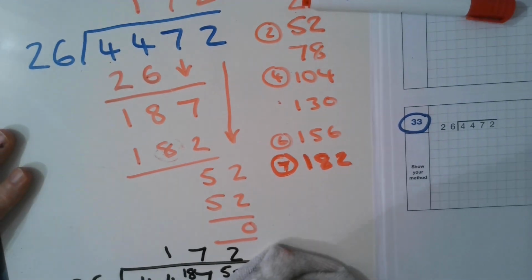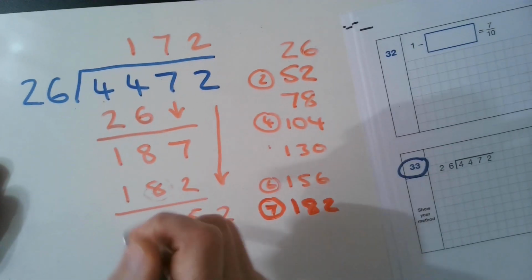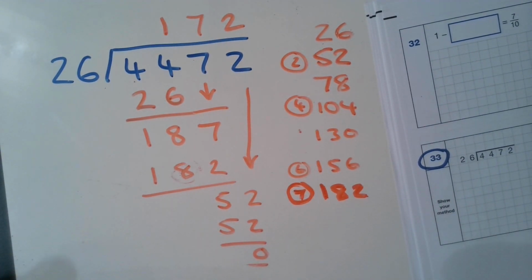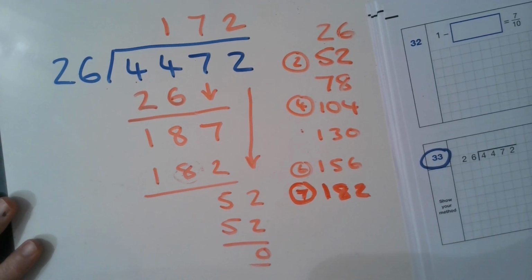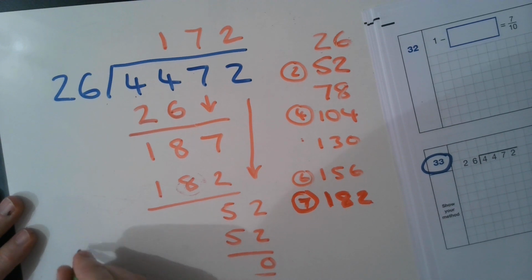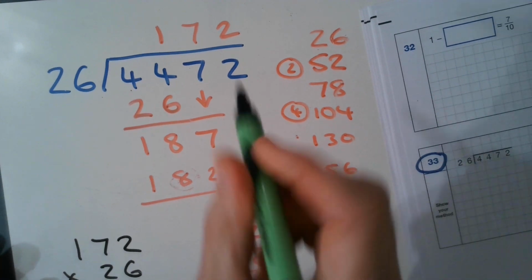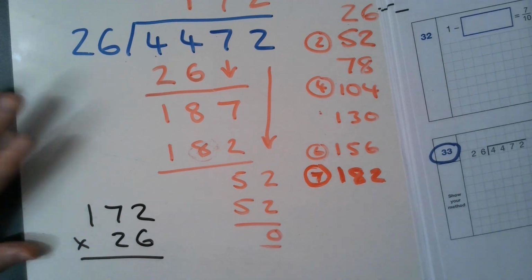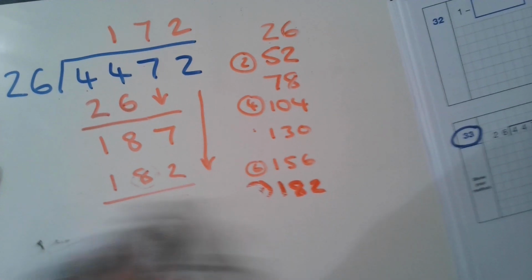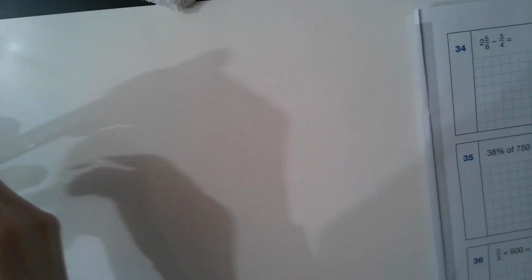Whichever way you do it, chances are you've gone right because we've got a whole number answer. Not many children manage to finish this test in time, but if you've got time at the end and you're checking through your answers, you could always do 172 multiplied by 26. If you get 4,472, you know you've got the right answer. Okay, next question, that's question 34.